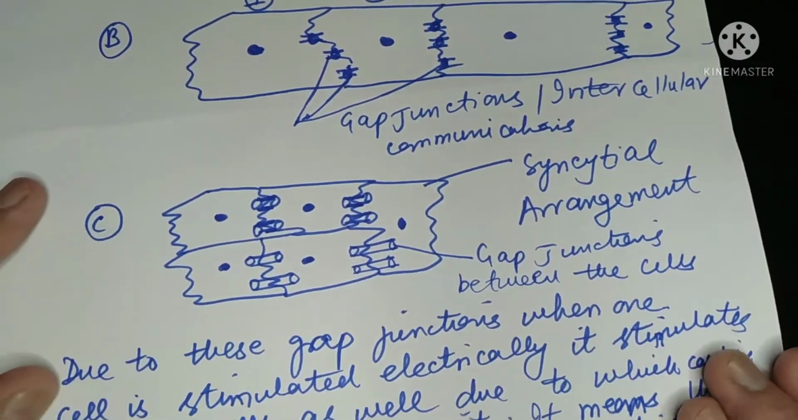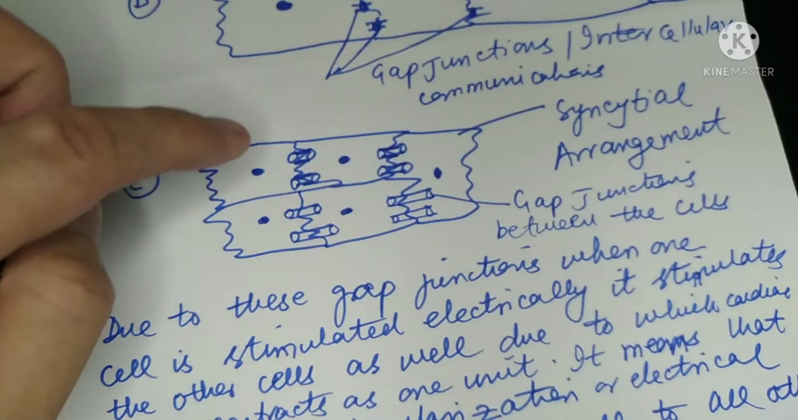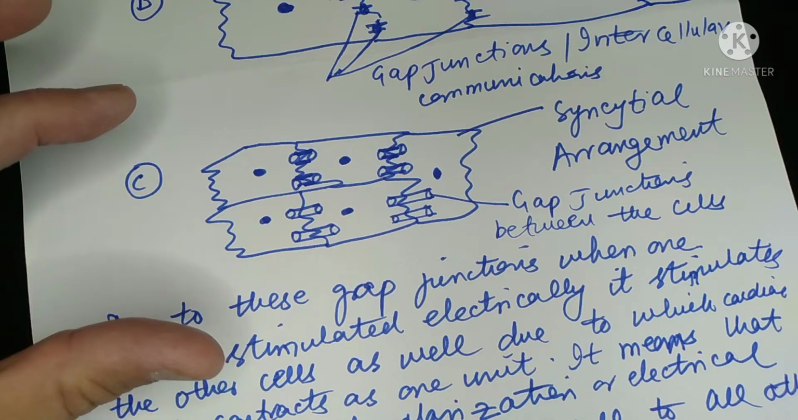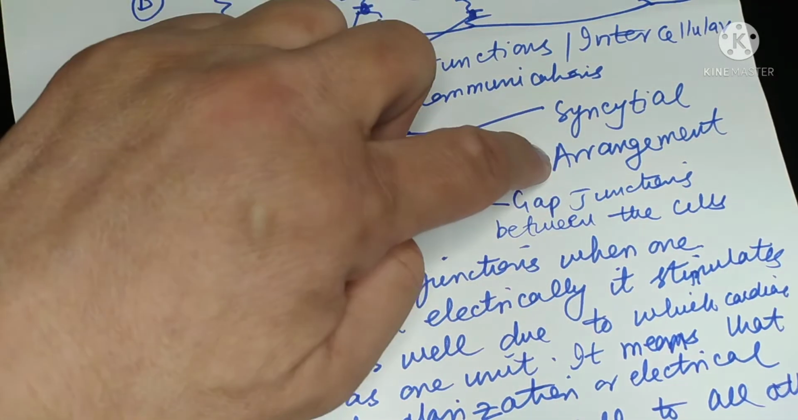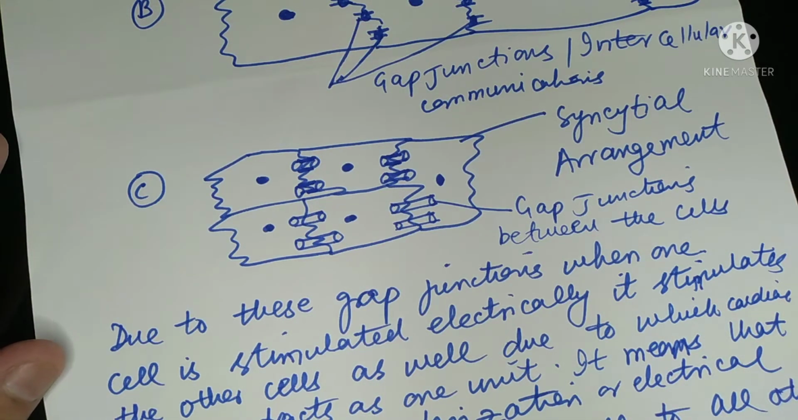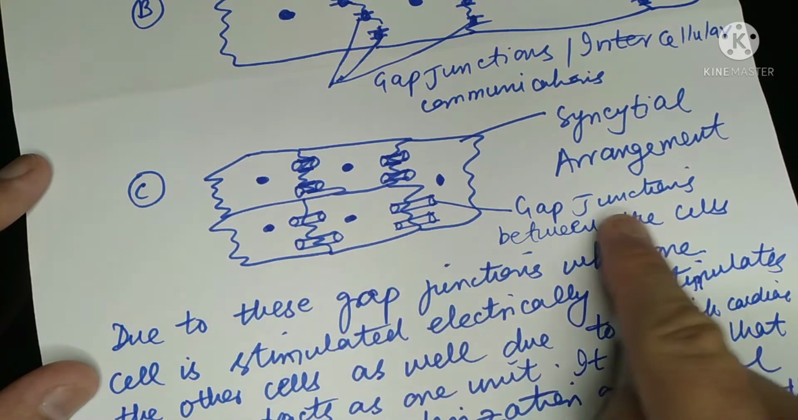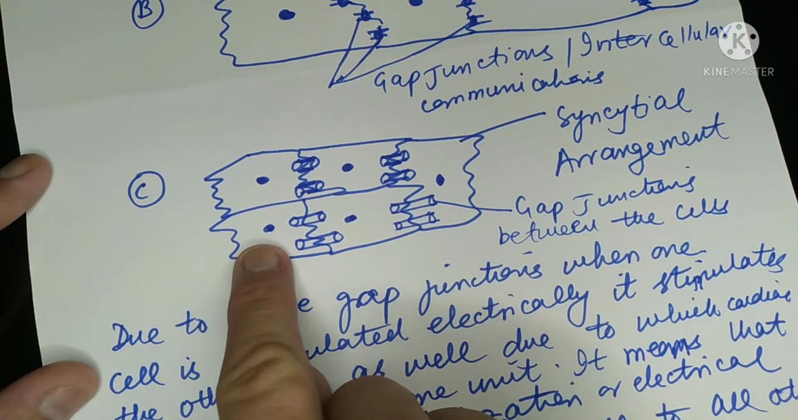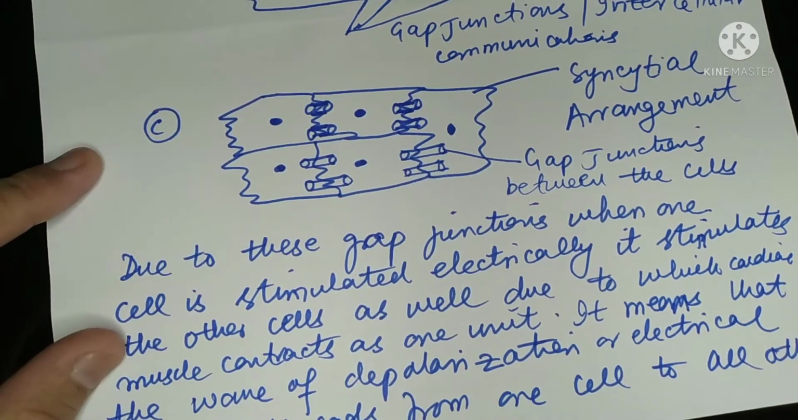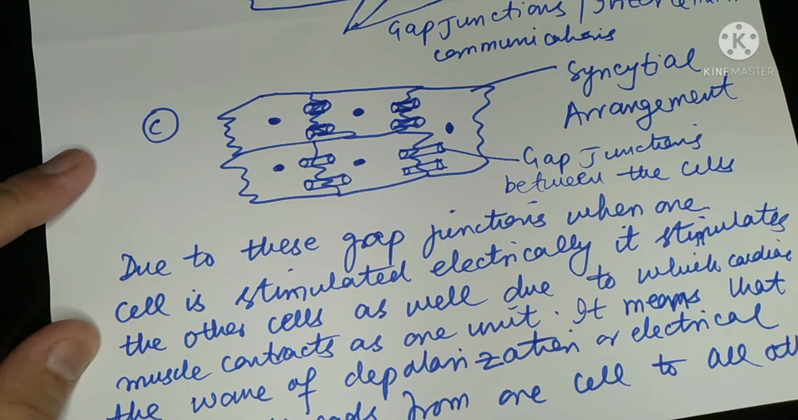As I mentioned earlier, this arrangement of cells in which cells are interwoven with each other and arranged in a specialized structure is known as syncytial arrangement or syncytium. You can see the syncytial arrangement here. This arrangement is important for whole unit contraction of the cardiac muscle cell. These gap junctions are very important. They allow the ionic movements or electrical events to be transmitted from one cell into the other. Due to these gap junctions, when one cell is stimulated, the other cells are also stimulated, due to which cardiac muscle contracts as one unit.